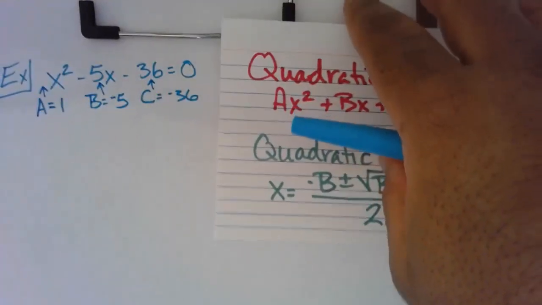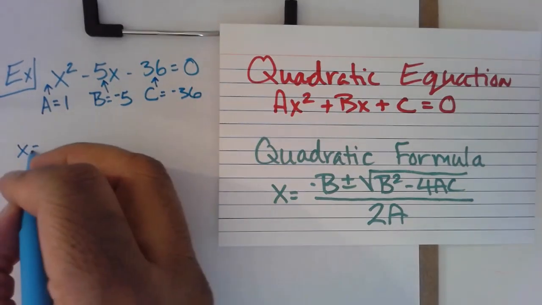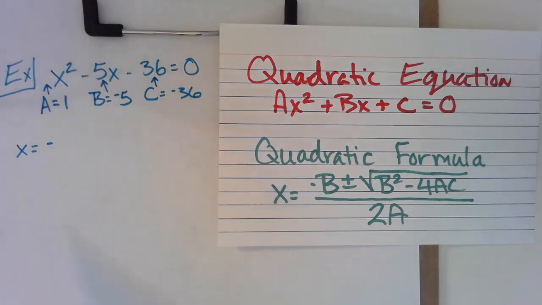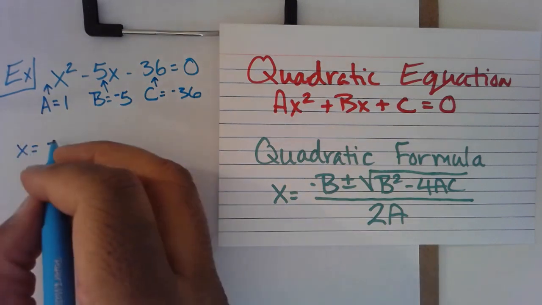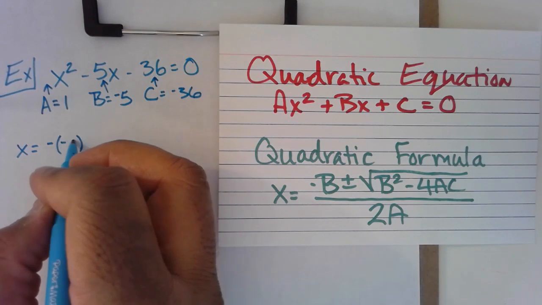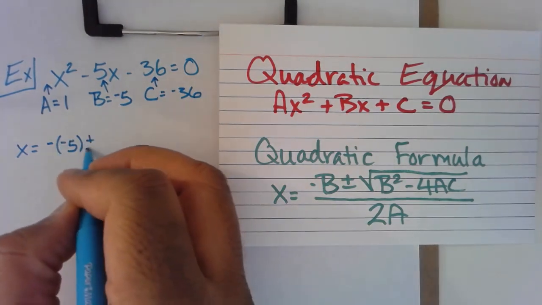So I'm going to move my card to the side here so that you can see it while I'm plugging it in. So I'm going to have x equals negative. Now you notice in the equation or the formula that I have a negative b. Now keep in mind, what I'm substituting in is a negative 5. So there are actually going to be 2 negative symbols here. So it's very important when you're substituting in these numbers to go ahead and use parentheses.